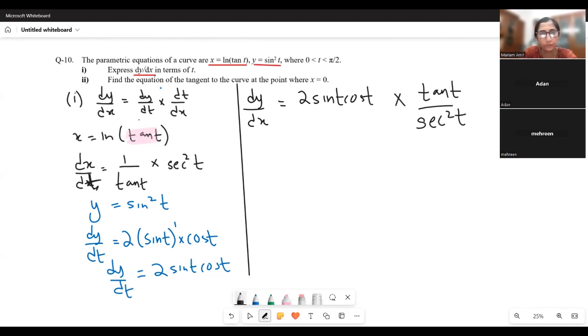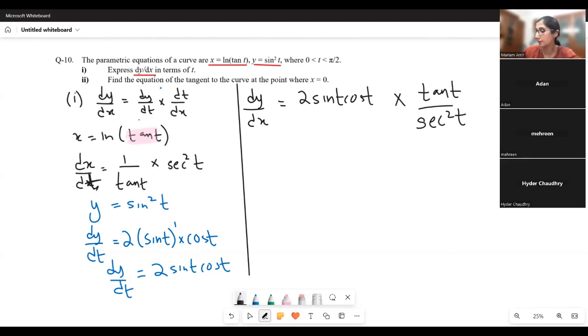So how do we further simplify this? Express dy over dx in terms of t. Let's see if that's possible. Write tan as sin over cos. Let me just confirm it's okay so far. We take secant up and make it cos square t. Yes, it's correct so far. So secant goes to the numerator, becomes cos square, and tan can be written as sin over cos.